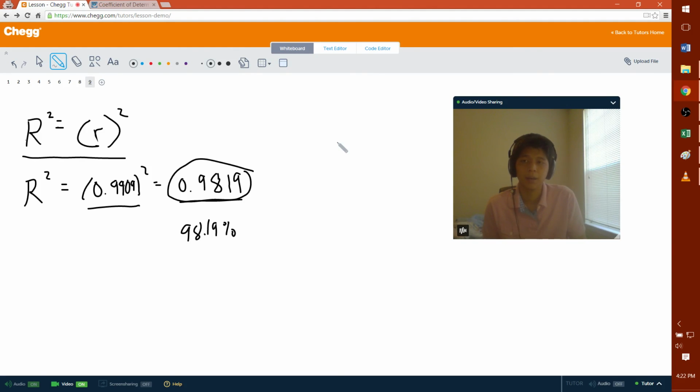All right. So today we covered what the coefficient of determination is and how to calculate it, and we talked about a quick review of the correlation coefficient because it's so intertwined with what this R squared is.